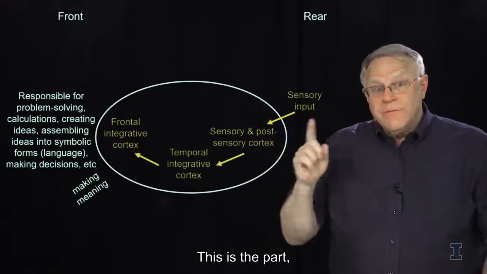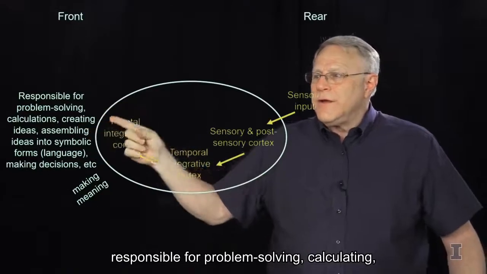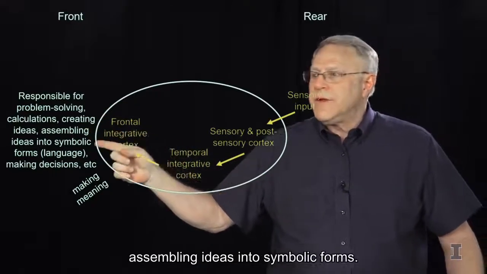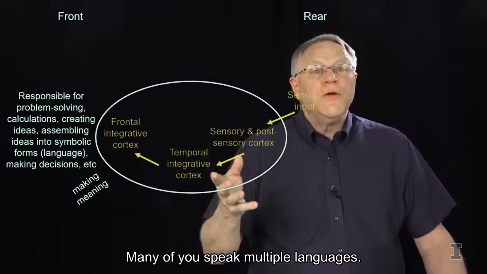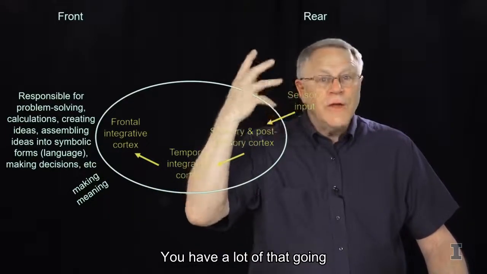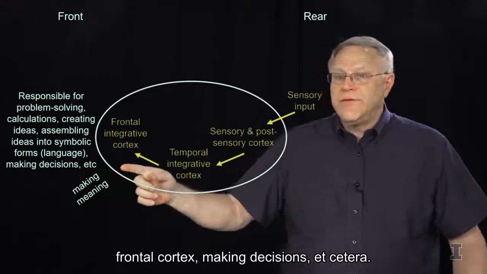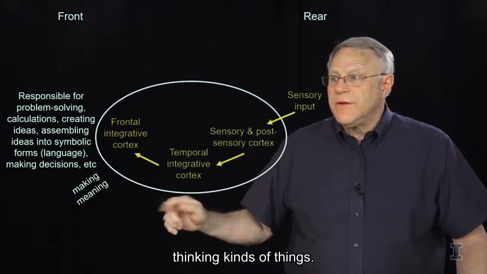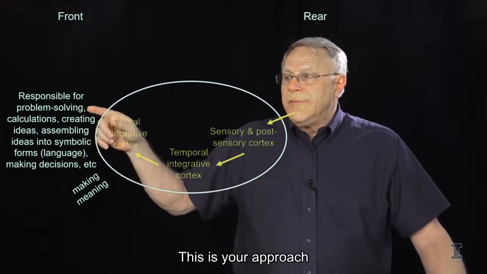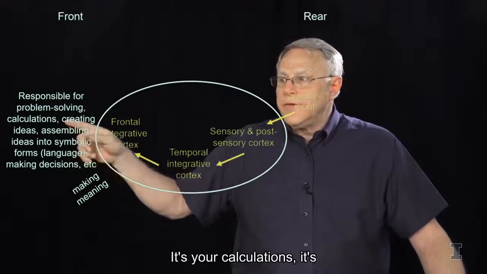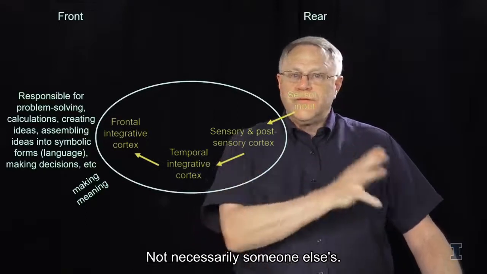This is the part, which gets really interesting, responsible for problem solving, calculating, creating ideas, assembling ideas into symbolic forms. We call that language. Many of you speak multiple languages. You have a lot of that going on in your frontal cortex. Making decisions, etc. That is higher level thinking. This again is this idea of making meaning. This is your approach to solving that problem. It's your calculations, it's your ideas that you create, etc. Not necessarily someone else's.